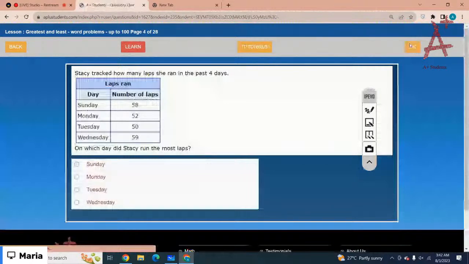So the correct option is Pine Street. Okay, Stacky tracked how many laps she ran in the past 4 days. On which day did Stacky run the most laps? That means you have to select the day in which you have the most value. So which is the correct option? The most one is 59 and 59 corresponds to Wednesday. That means on Wednesday Stacky ran the most laps. Correct option is Wednesday.